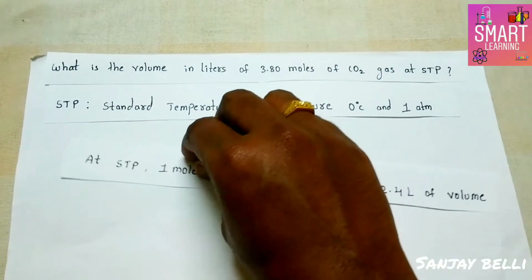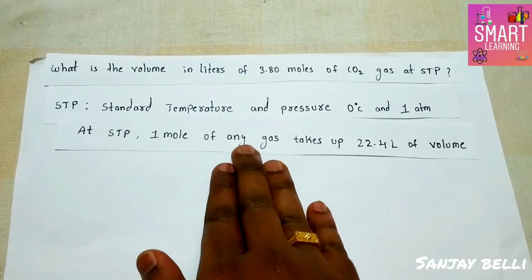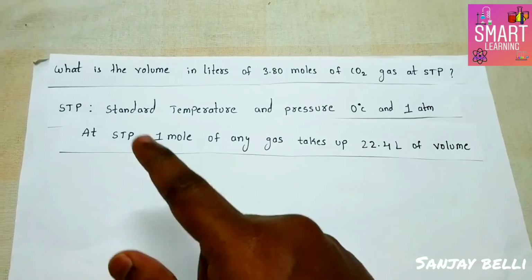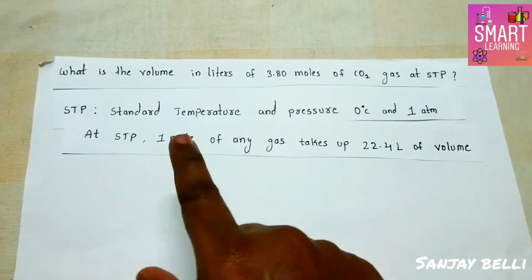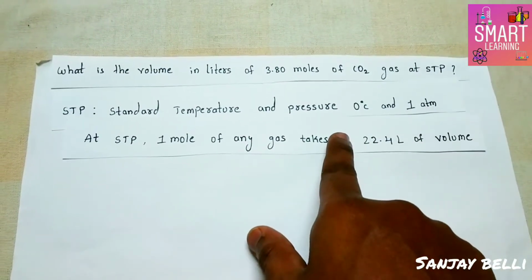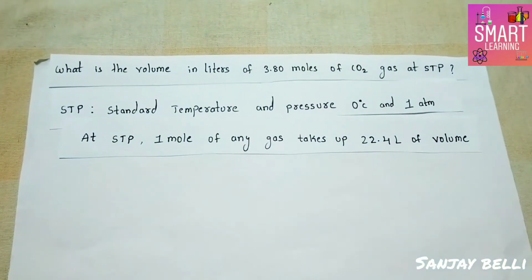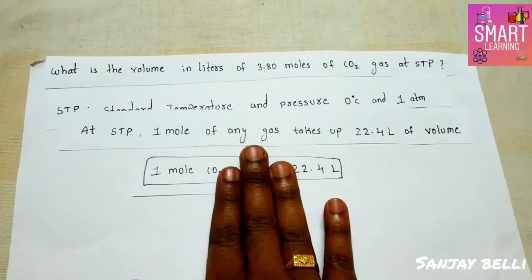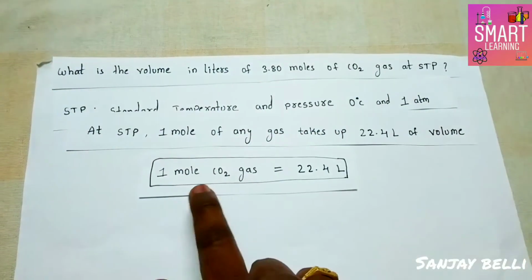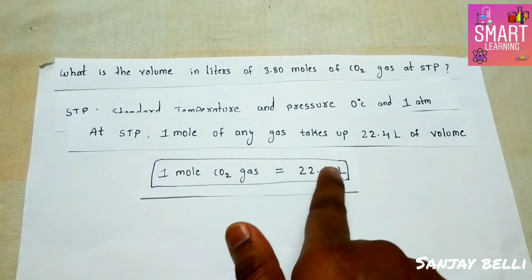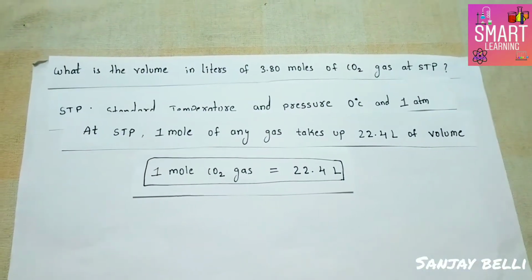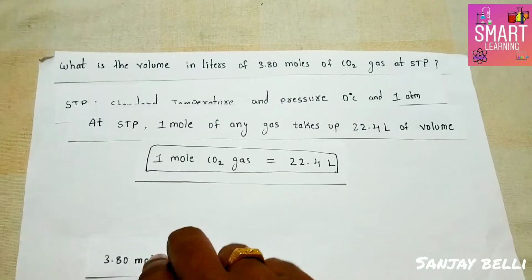So at STP, 1 mole of any gas takes up 22.4 liters of volume. Any gas, whether hydrogen, oxygen, or nitrogen, 1 mole of any gas will take up 22.4 liters of volume. So here, 1 mole of carbon dioxide is 22.4 liters. Then 3.80 moles of carbon dioxide will give how many liters?